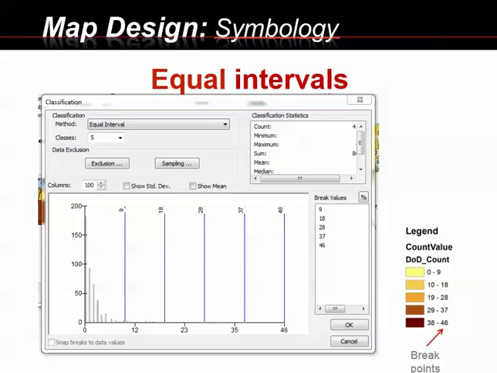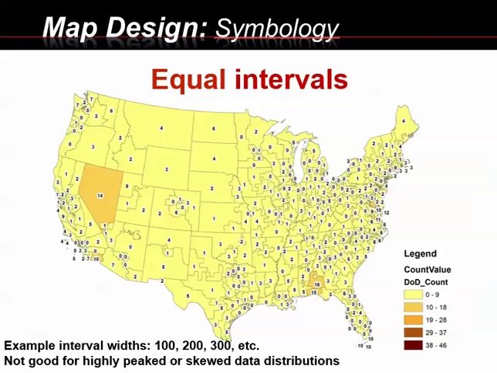So let's talk about equal intervals. What equal interval does is divide the range of attribute values into equal size subranges. So it's an equal number in the break values. Now this particular way of displaying the data can be deceiving, because in your data distribution curve, most of your values fall within this 0 to 9 range. And so breaking it up into equal intervals may not be the best way to symbolize your map. This is what your map looks like on an equal interval. So again, not good for highly peaked or skewed data distributions.